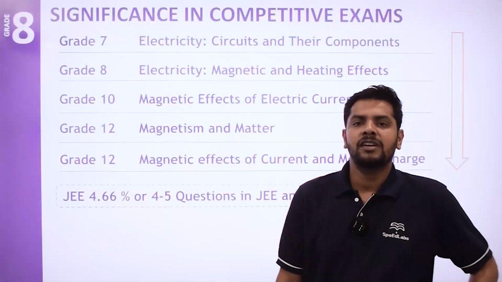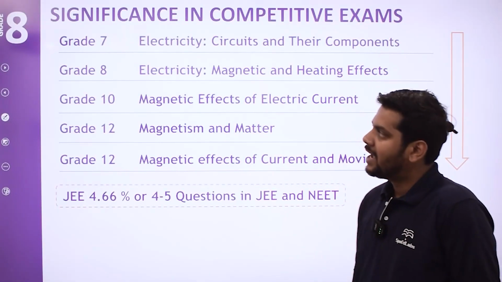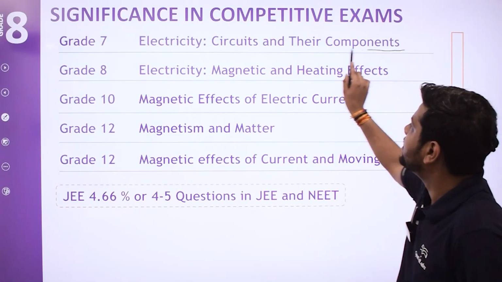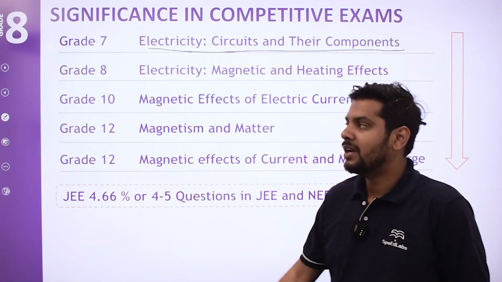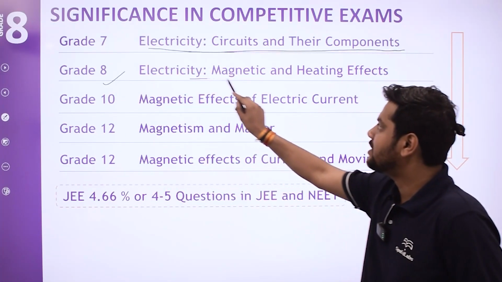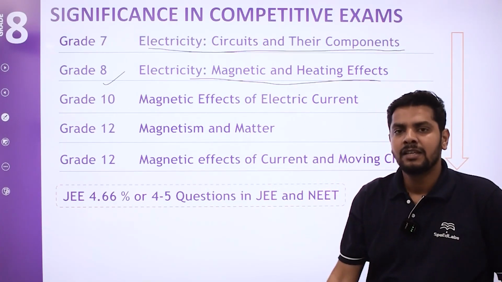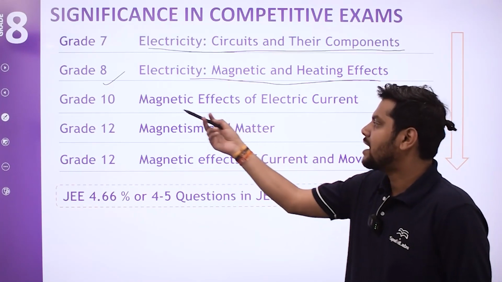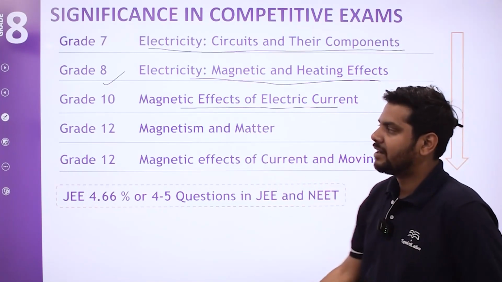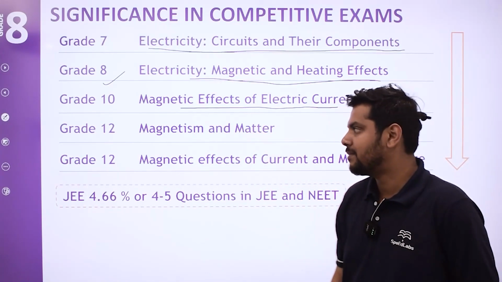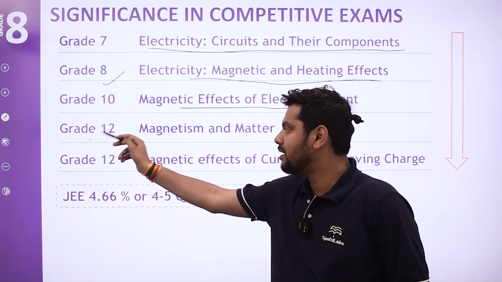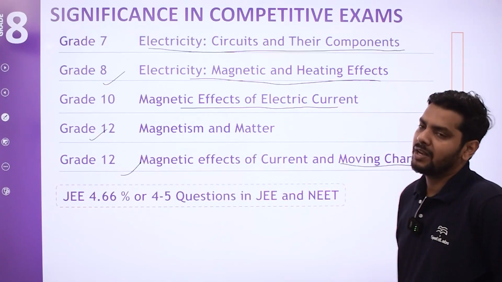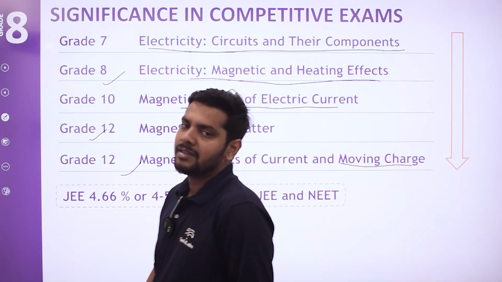Students, this is a very important chapter from your exam point of view. When you were in grade 7th you must have learned electricity circuits and their components. Now you are in grade 8, you will be learning electricity, magnetic and heating effects. Similarly, when you are promoted to grade 10th, there will be one more chapter named magnetic effects of electric current. In grade 12th, one more chapter, magnetism and matter, and magnetic effects of electric current and moving charge will come. Now, why are these chapters important?